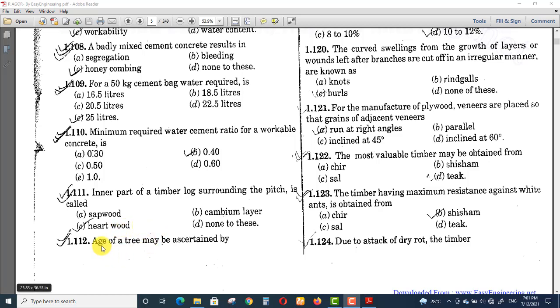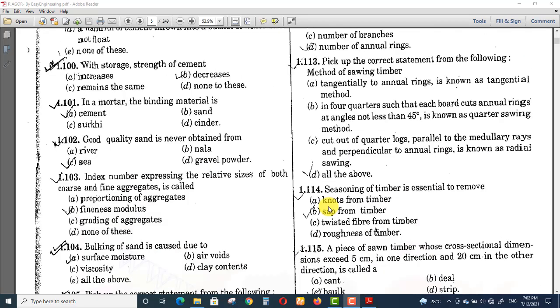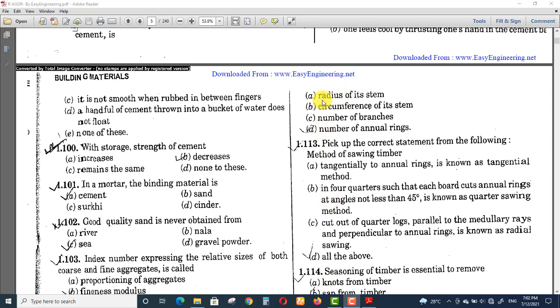And the next question is, age of a tree may be ascertained by. Obviously we have discussed this point too in the previous lecture. Age of a tree is determined by its number of annual rings. Let us see the options. Radius of its stem is wrong. Circumference of its stem is also wrong. Number of branches, and number of annual rings. The correct option is number of annual rings.